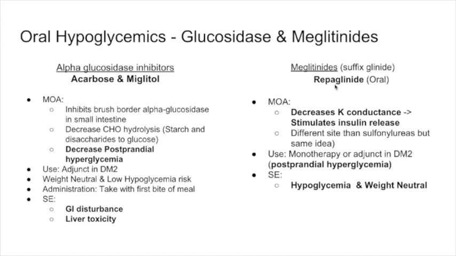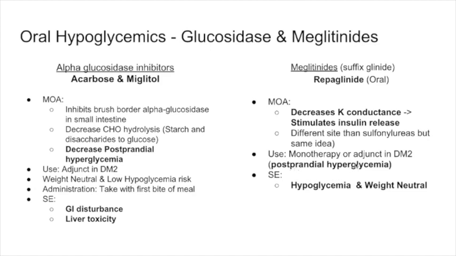The classic is repaglinide, and repaglinide works in a similar way to the sulfonylureas that we have just talked about. So it decreases potassium conductance and stimulates insulin release. It works at a different site than the sulfonylureas, but it's the same idea. It's used as a monotherapy or adjunct in type 2 diabetes, specifically to control postprandial hyperglycemia.